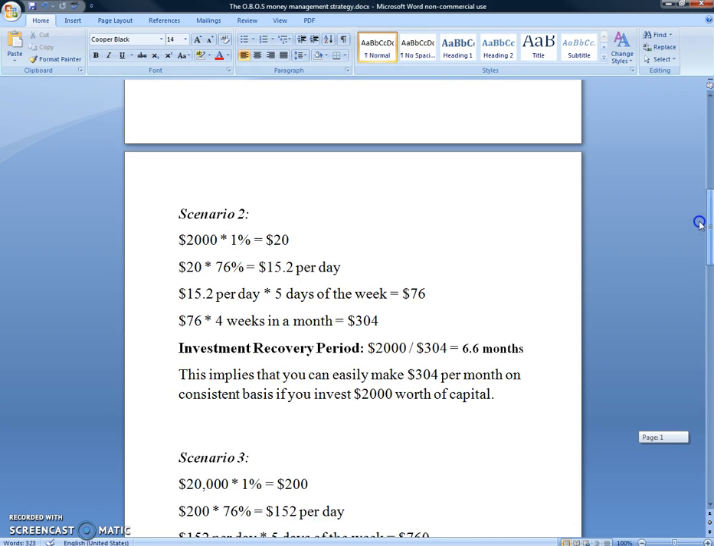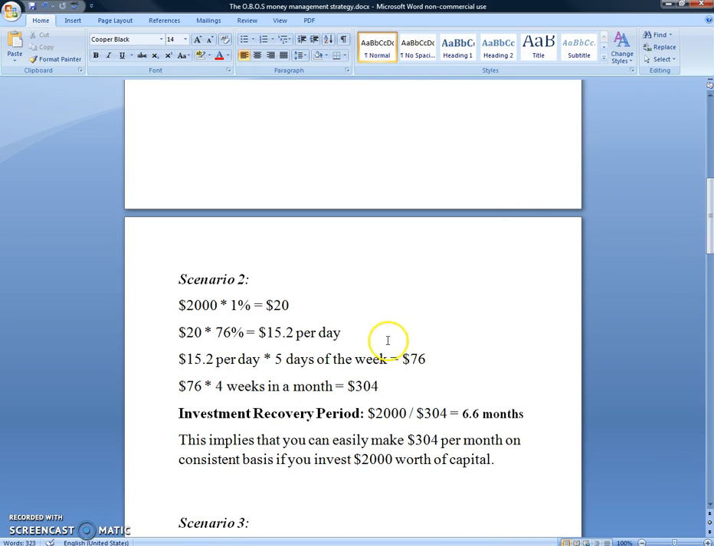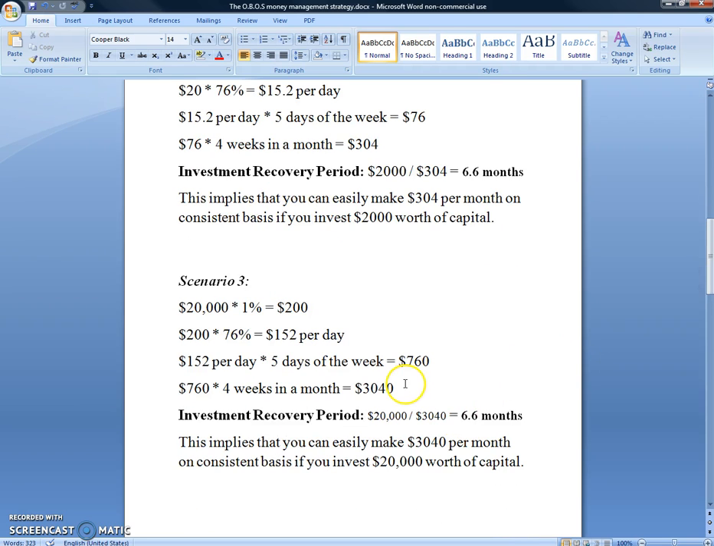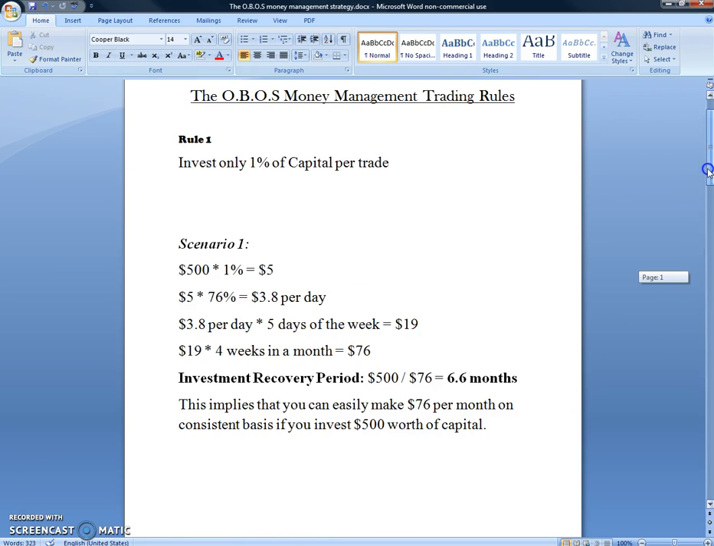Now this is just a scenario I showed you, and this can work like magic. If you have a lot of money, I would advise you can go for $2,000, so that at least you can guarantee yourself of making at least $304 every single month. If you have more money than expected and you're ready to do real investment, I would advise you go in with $20,000, and then you can make yourself $3,040 on a consistent basis every single month.